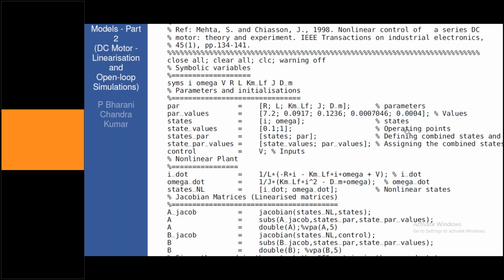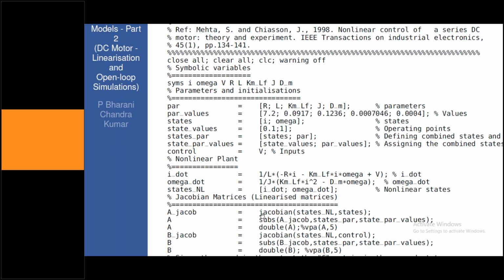As I told you, the operating points like X bar and U bar are the operating points of the state values. What I have done here is combine the state parameters with the states as well as the parameters. So now this vector will have the states I, omega, and all the remaining parameters. Similarly, the corresponding parameters: state values are the values of the states, and parameter values are the values of the parameters. For control, I have used the terminology V. And these are I dot and omega dot, which you are pretty much aware of from the previous one. I assume that my nonlinear states are I dot and omega dot.